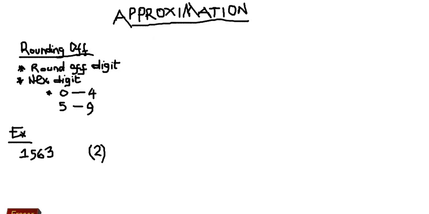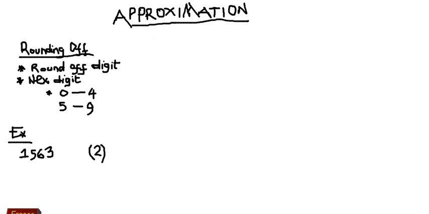First of all, this number 1563 has 4 significant figures, since all the digits are non-zero. The most significant figure is the digit which occupies the highest place value. The 3 is under ones, 6 is under tens, 5 is under hundreds, and 1 is under thousands. So the 1 has the highest place value, which means the most significant is 1, followed by 5, followed by 6, followed by 3.